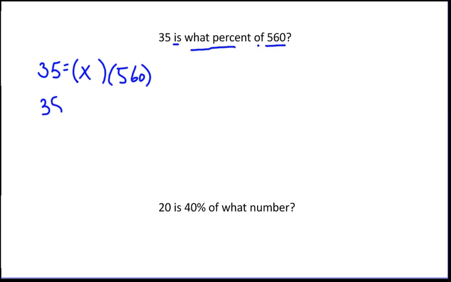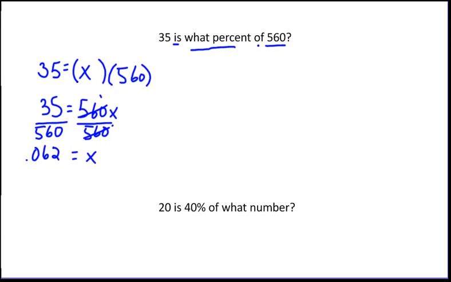We have 35 equals 560x. If I then go on to get the x alone by dividing by 560 on both sides, I will get the answer. When I divide 35 by 560, I get 0.0625. The question said, what percent, however? So let's change that to 6.25%. Remember that when you change a decimal to its percent form, you move the decimal point to the right 2 places.